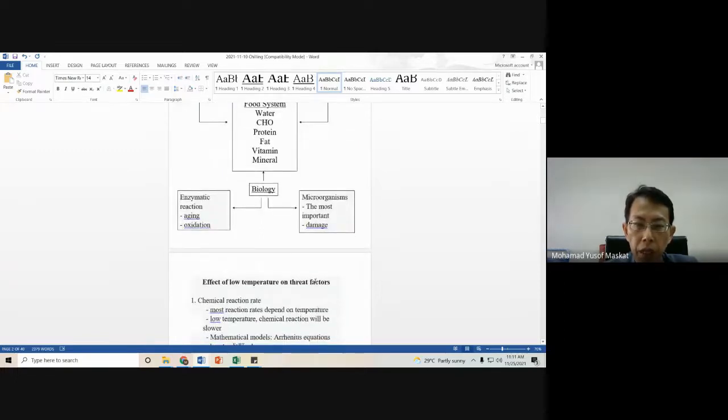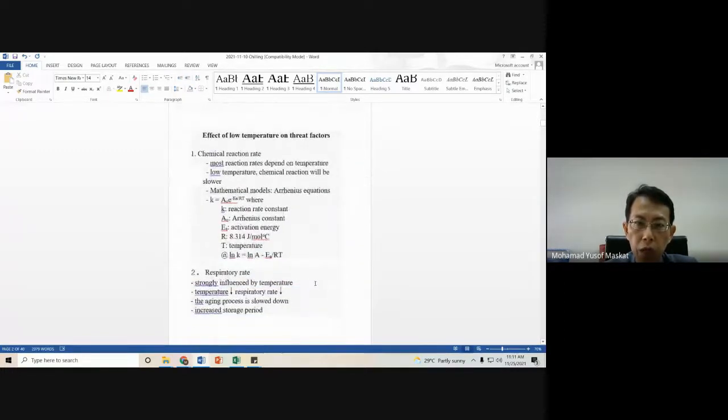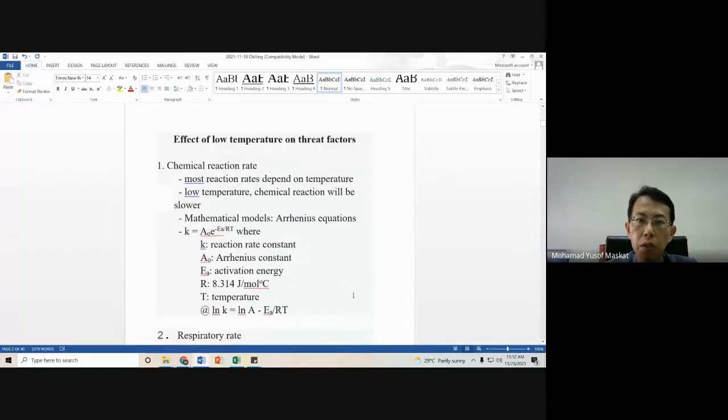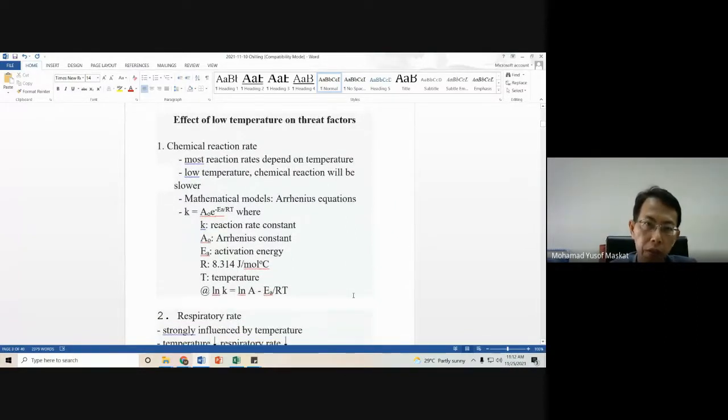And we have discussed the effect of low temperature, because we are talking about food preservation using low temperature. So actually, how does low temperature affect the threat factors? That is important for us to understand, so that when we apply low temperature, we know what it is going to do to our food product.